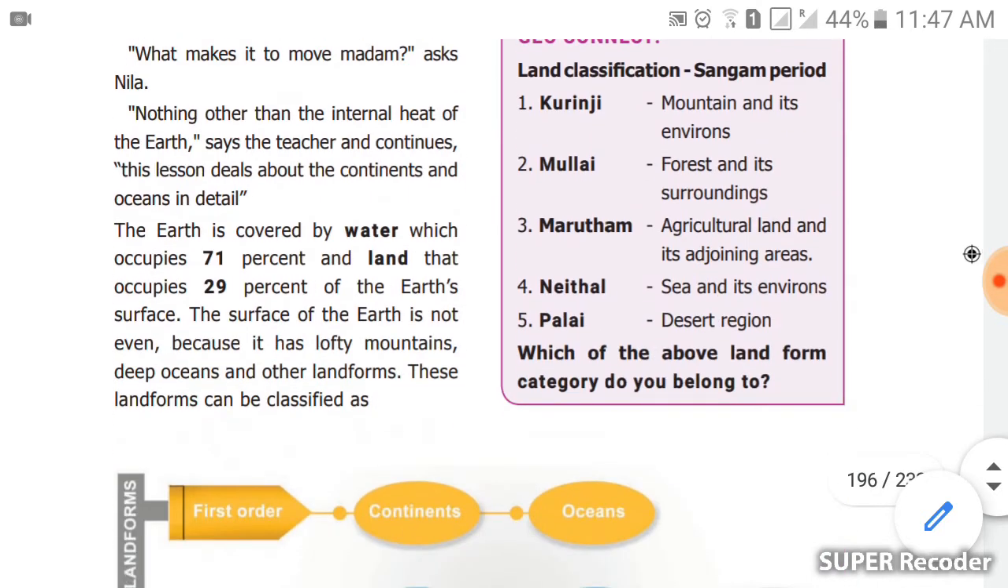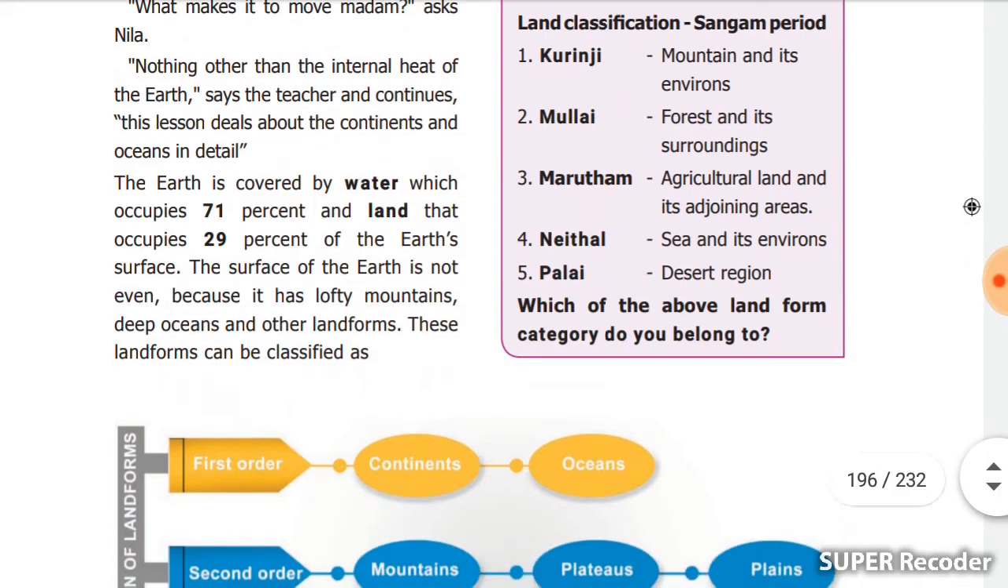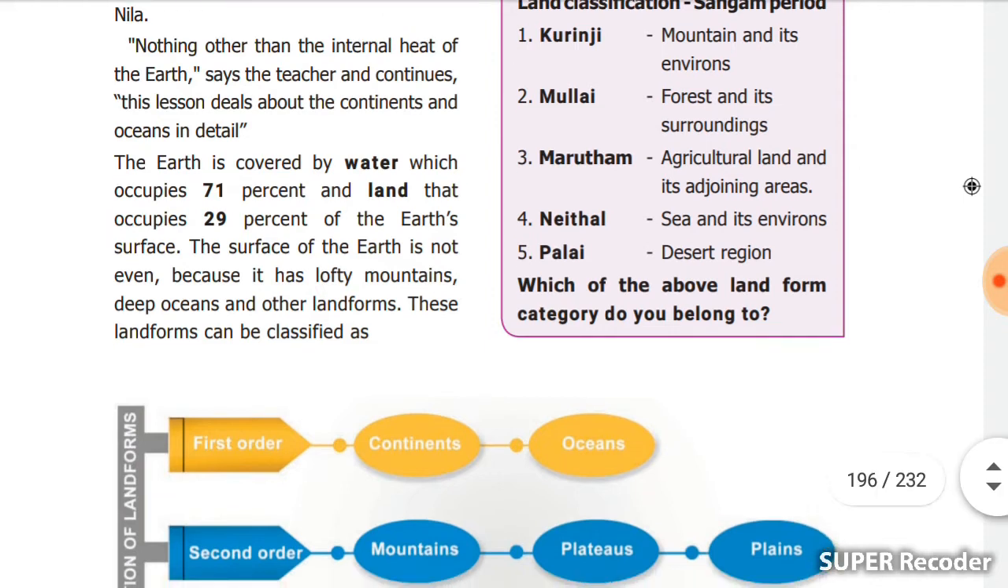And they ask, what makes them move, madam? The teacher explained that it is nothing other than the internal heat of the earth. One girl asks why these movements happen. Do you know why the earth is moving? Because of the internal heat of the earth, there is pressure and heat in the interior of the earth. You will be learning this in later classes. This movement happened, and this lesson deals with the continents and oceans. So now we are going to see in detail.